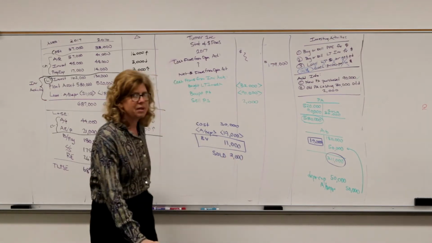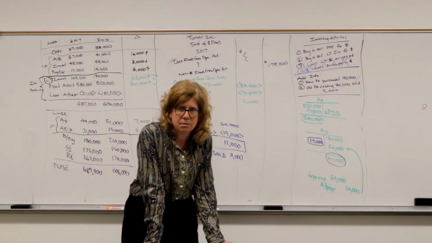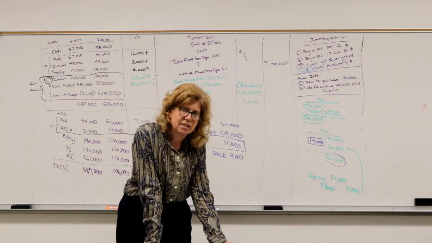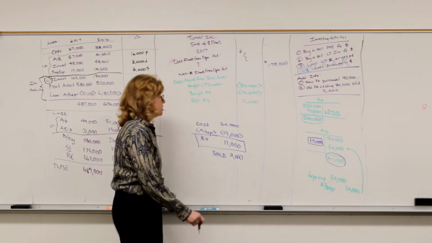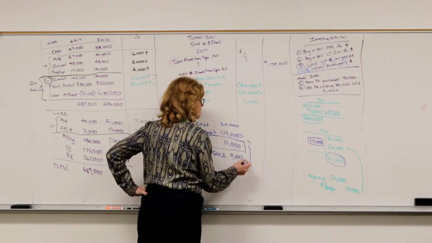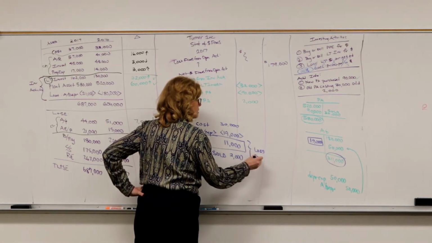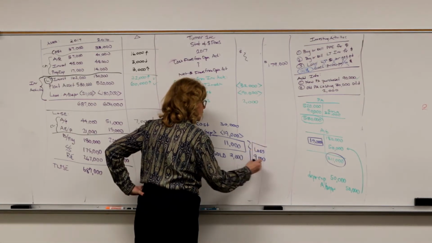So if I have something that is on my books for $11,000 and I sell it for $2,000, did I have a gain or a loss on that sale? And you better tell me we have a loss. All right. And how much was the loss? $9,000. It's beginning to ring a bell.